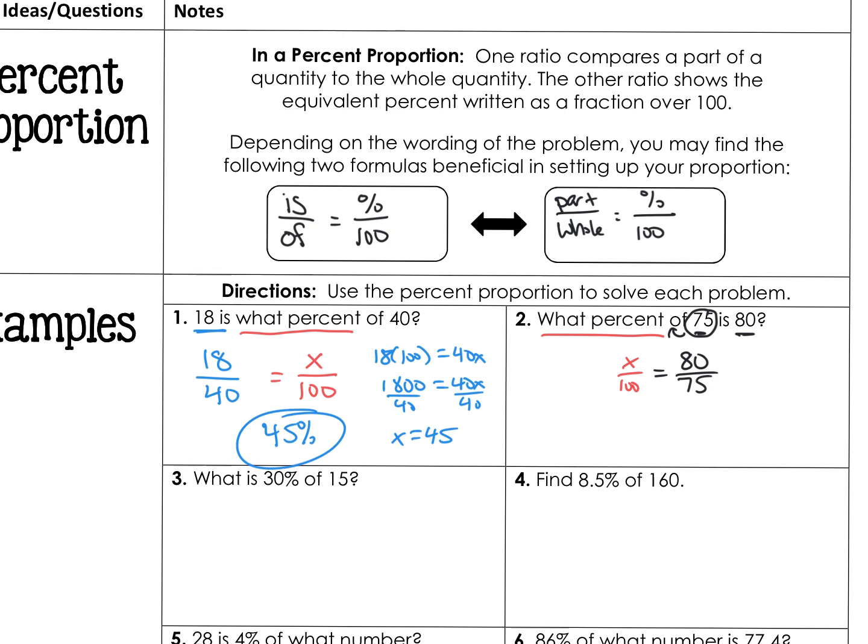Now we do our cross product. So 75x is equal to 80 times 100. 75x is equal to 8,000, divided by 75. x is equal to 106.6. But once again, we're looking for that percentage, so it's 106.6%. It's 106.6 repeating.